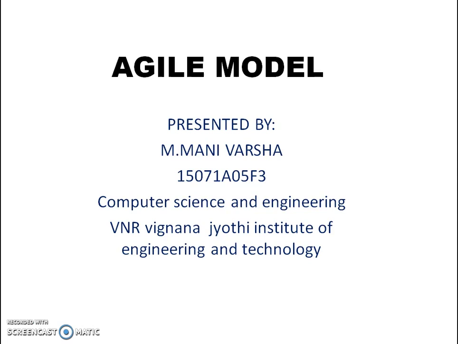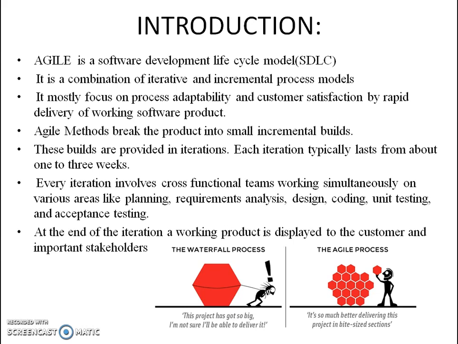In this video, I am going to explain about Agile model. Agile model is basically a process model. So what is a process model? Process model involves set of activities, actions and tasks that are required to engineer a high quality software.